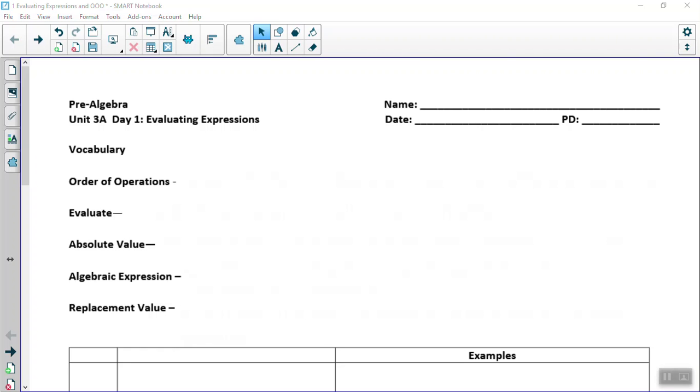Hi everyone, today we're going to talk about how to evaluate expressions. So let's start with our vocabulary.